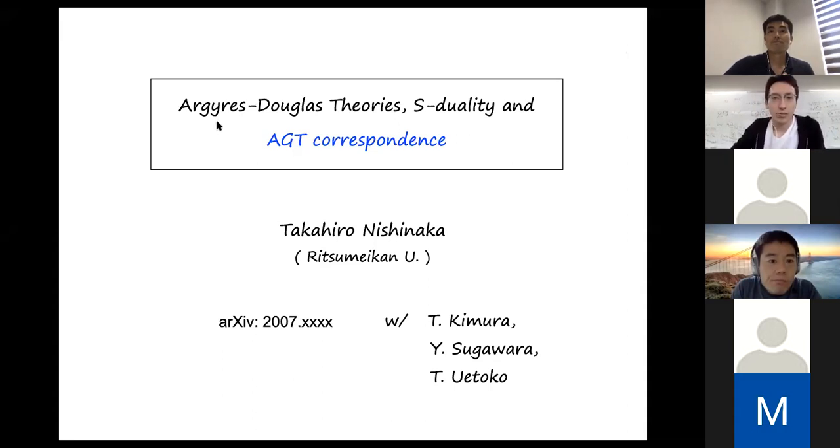So today I want to talk about Argyres-Douglas theory, S-duality and AGT correspondence, which is based on my ongoing work with these people in Ritsumeikan University. He graduated from Ritsumeikan University and he's now in Kyoto University. And I hope this paper will come out very soon.